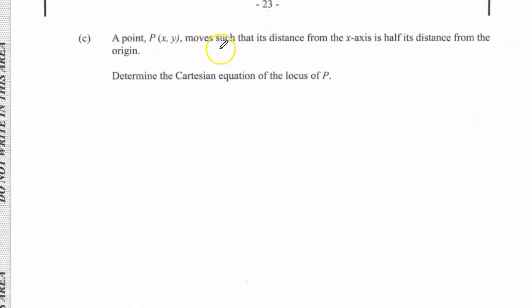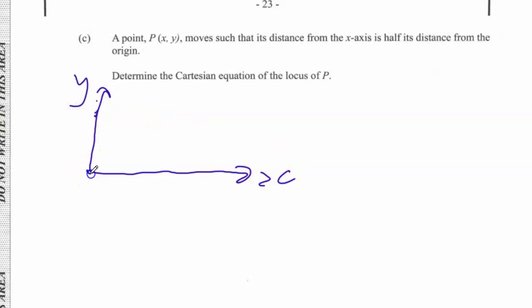A point P(x, y) moves such that its distance from the x-axis is half its distance from the origin. Determine the Cartesian equation of the locus of P. So the best approach is to do a sketch of the situation. We have our x-axis, our y-axis, and here's the origin, (0, 0). We have a point P, not drawn to scale, so P is (x, y). This is x, this is y.